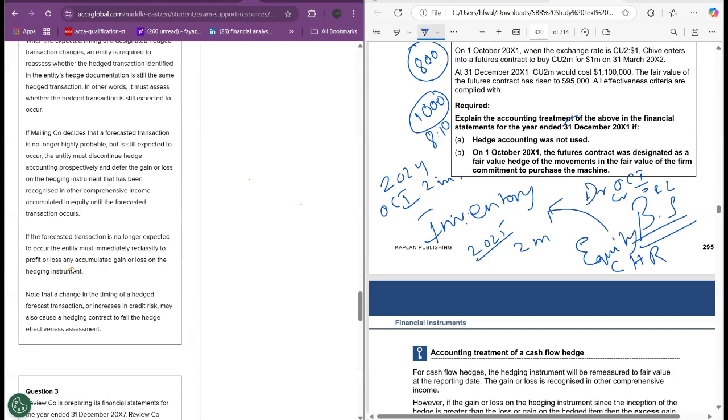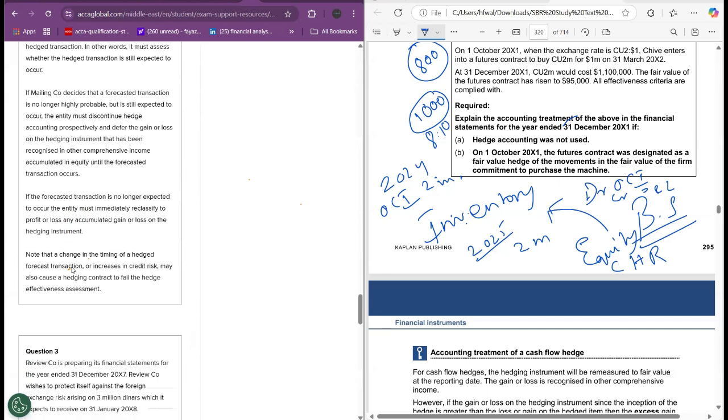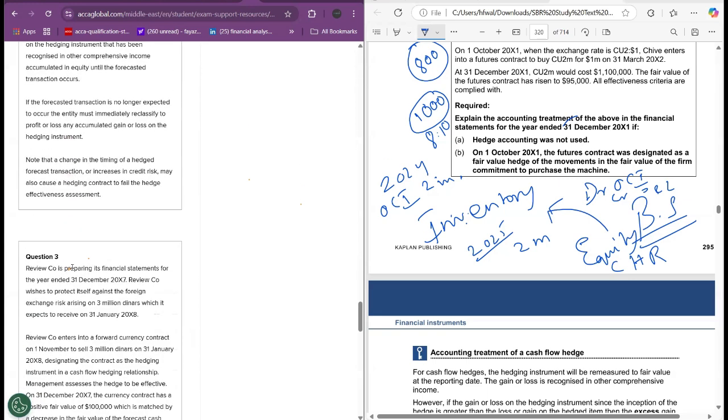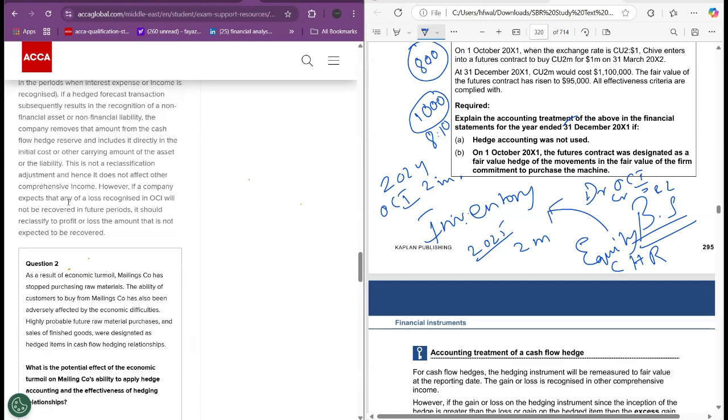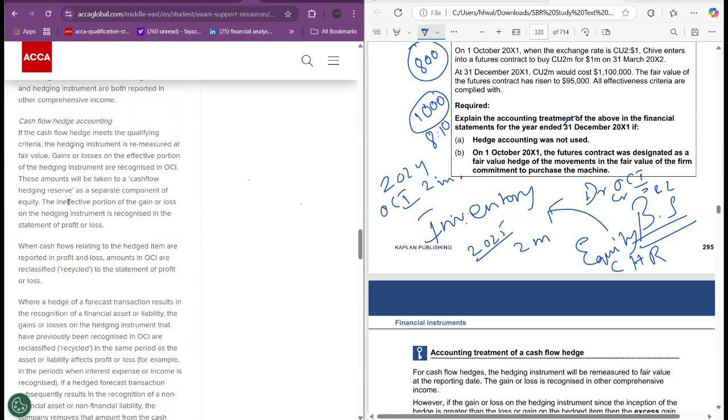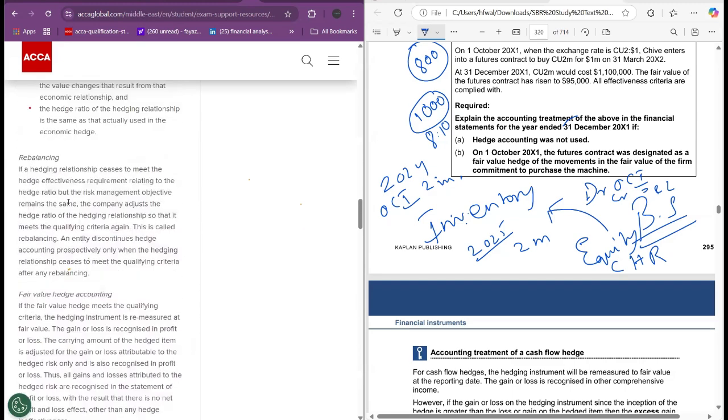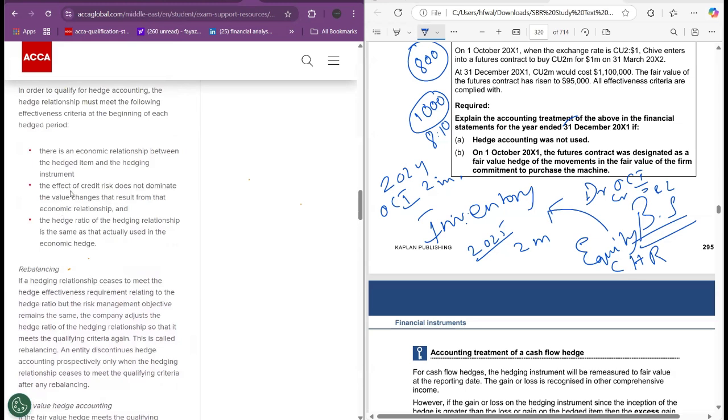I explained all of this in the above scenario. You can revert back and check it. So note that a change in the timing of a hedged forecast transaction or an increase in credit risk may also cause a hedging contract to fail. Yes, correct. Hedging credit risk should not dominate the economic relationship. We clearly read it here, above. This should not dominate the FS.